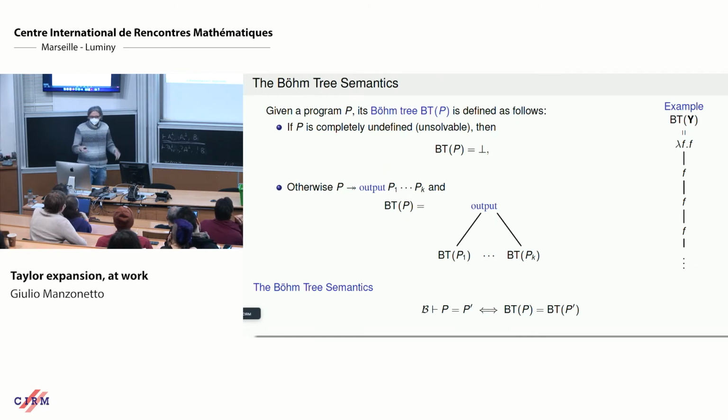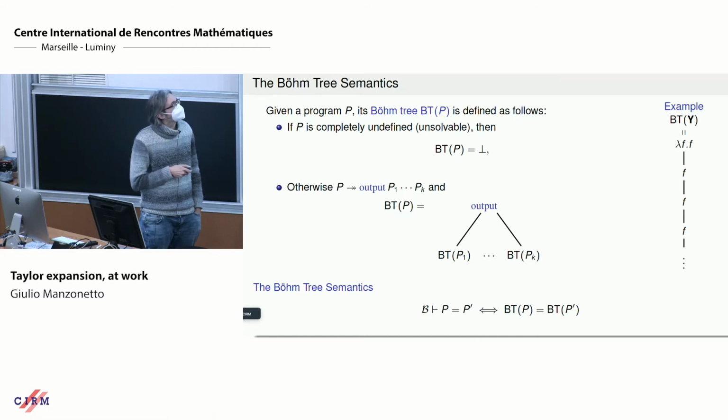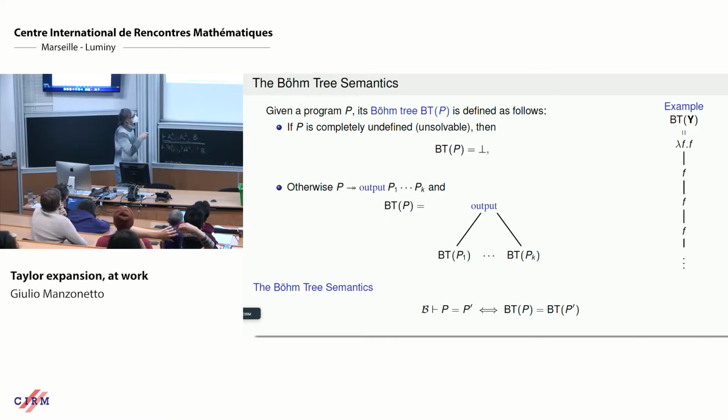So the idea of a Böhm tree is to say that the Böhm tree of a program is bottom if the program is completely undefined, so it's unsolvable. Otherwise, the program gives a finite portion of output and has k subprograms. In that case, you construct a tree with this portion of the output as a node, and then you compute the Böhm tree of the subprograms as children.